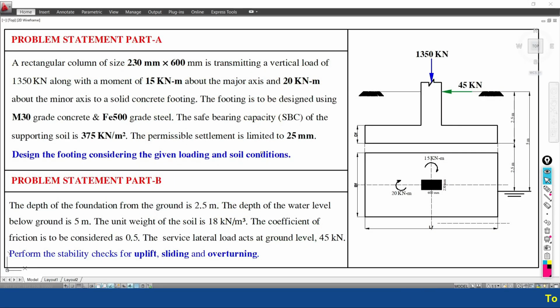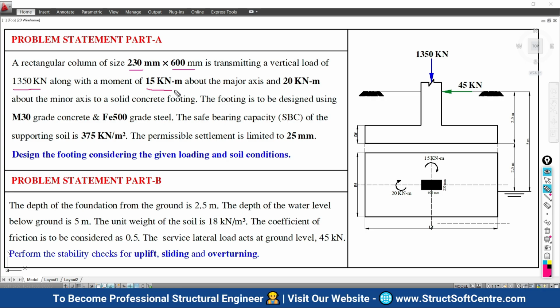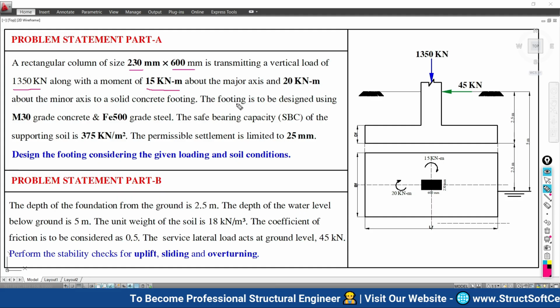The problem statement has been given in two parts. One by one we are going to understand it. A rectangular column of size 230 by 600 in mm is transmitting a vertical load of 1350 kilonewton along with a moment of 15 kilonewton meter about the major axis.